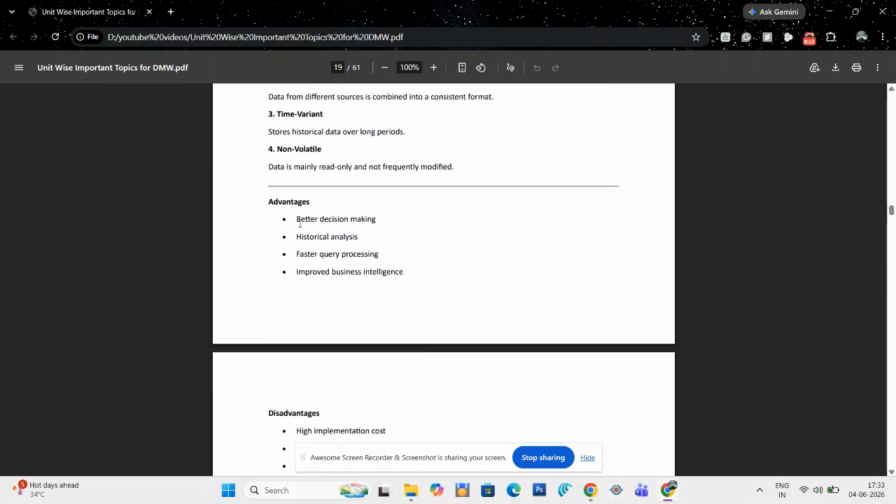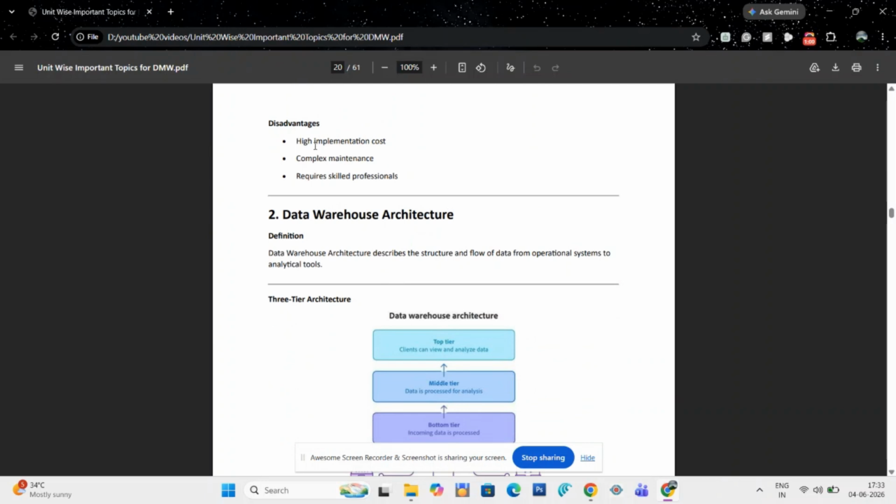The advantages of this are better decision making, historical analysis, faster query processing, and improved business intelligence. The disadvantages are high implementation cost, complex maintenance, and the requirement of skilled professionals.